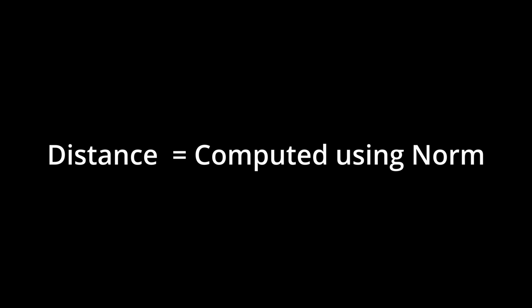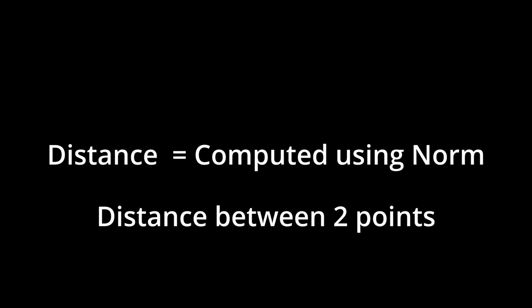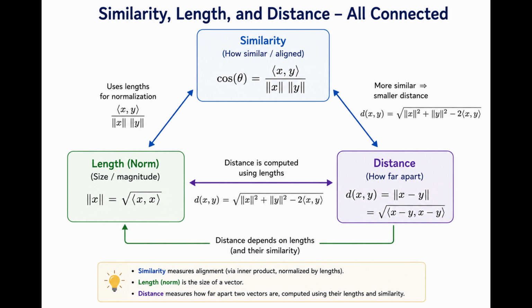As we move further to the next concept, distance, which is computed using the norm, that tells you how far apart two points are. The entire purpose of this section is to show that similarity, length, and distance are not three separate ideas. They are deeply connected. If you know similarity, which is the inner product, you can compute length, which is the norm. And if you know length, you can recover similarity for norms that came from an inner product. That is why these relationships are so important: they guarantee that all of geometry, like angles, lengths and distances, is built on one consistent mathematical foundation.